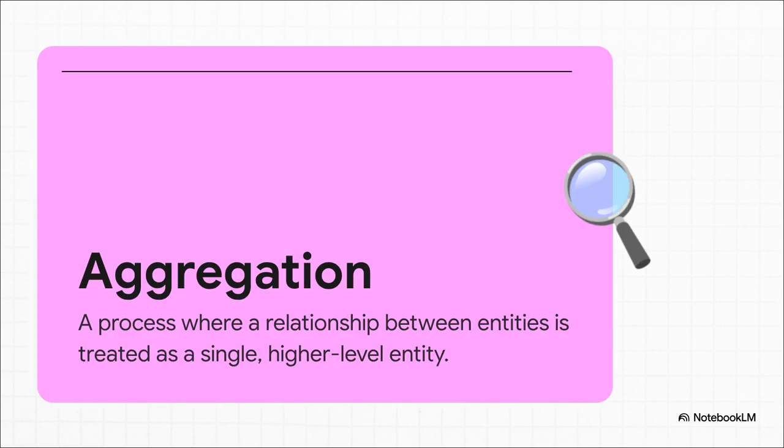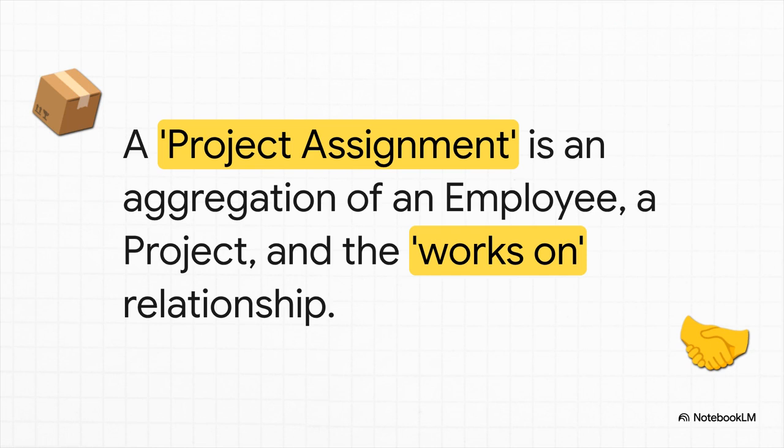Next up, there's aggregation. This one sounds a little complicated, but the idea is actually pretty simple. It's all about bundling an entire interaction, a set of entities and their relationship, and then treating that whole bundle as a single thing. For example, think about an employee working on a project. Well, the combination of that specific employee, that specific project, and the works-on relationship between them, that whole package can be bundled together and called a project assignment. And now we can manage that assignment as one single unit, which, trust me, simplifies everything.